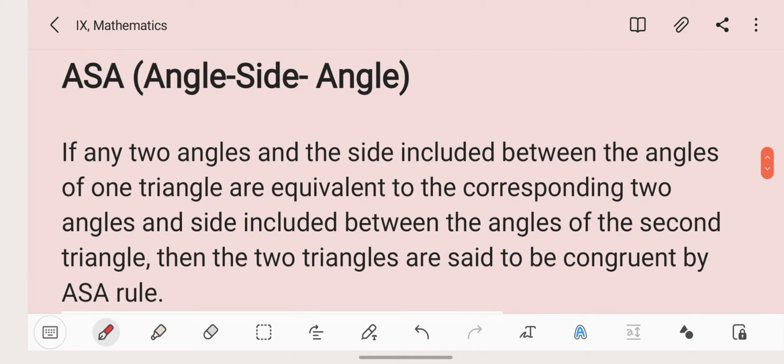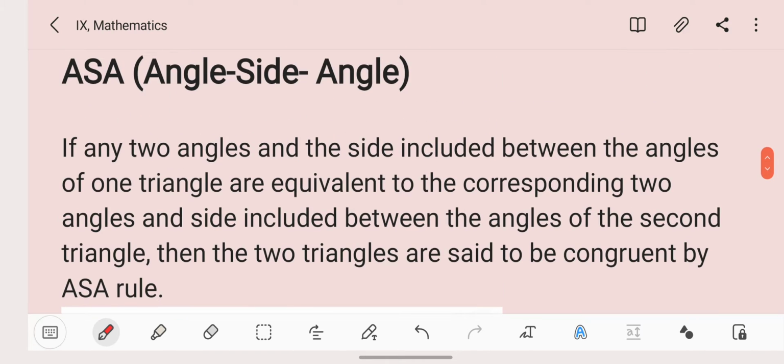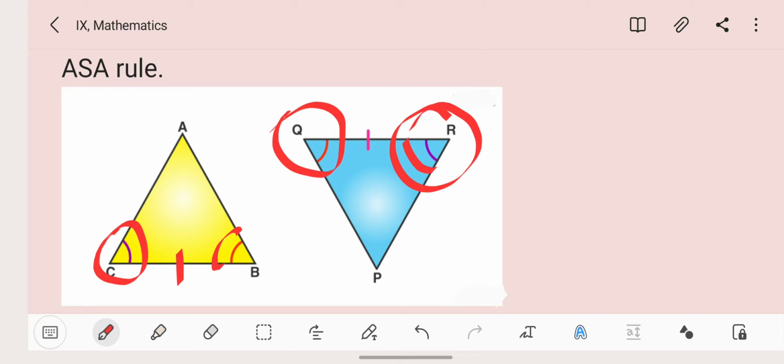Number 3 is ASA, that is angle side angle, that is just the reverse of side angle side. So here the side is included between two angles. Looking at the figure once again, angle C corresponds to angle Q, angle B corresponds to angle R, and BC is equal to QR. So in this case, the triangles are congruent by ASA rule.